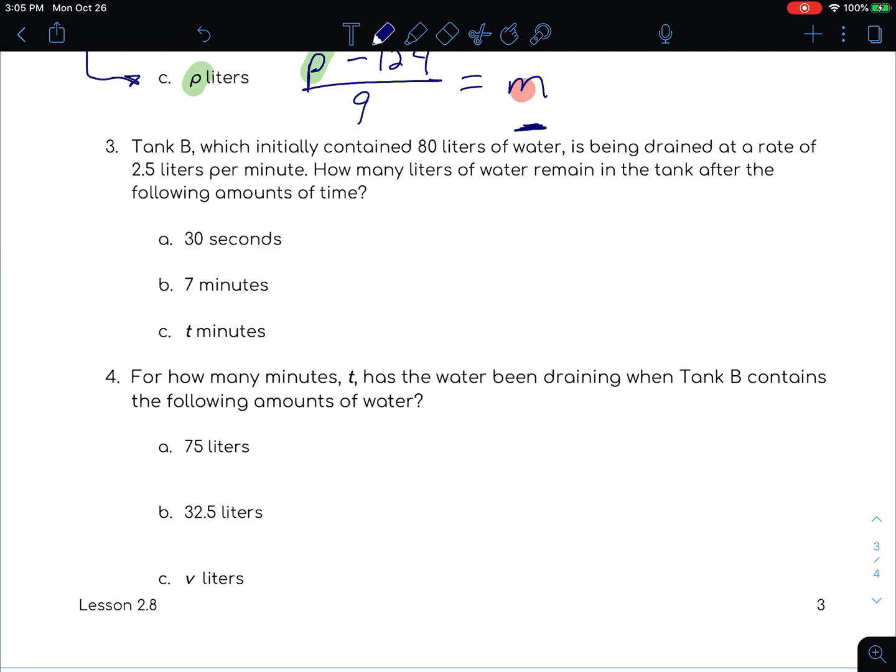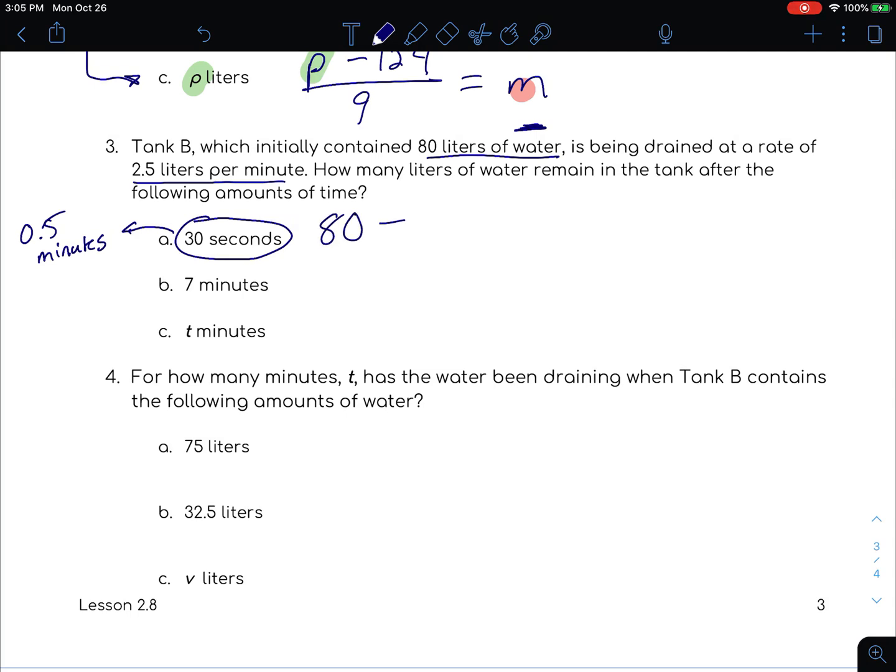All right, number 3. Tank B, which initially contains 80 liters of water, is being drained at a rate of 2.5 liters per minute. How many liters remain in the tank after the following amounts of time? All right, so notice it's draining. We have an original amount, it's draining, so we're actually subtracting the water this time in amount per minute. Once again, though, 30 seconds, be careful with that. 30 seconds is 1/2 of a minute, right?